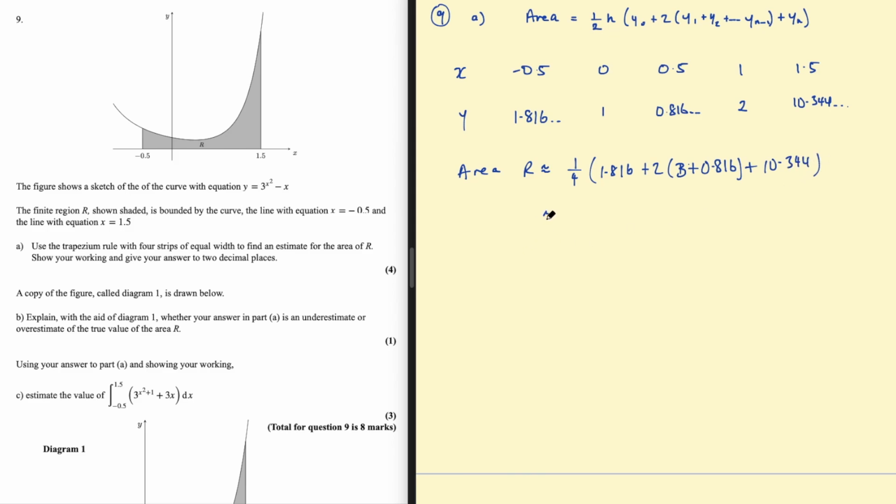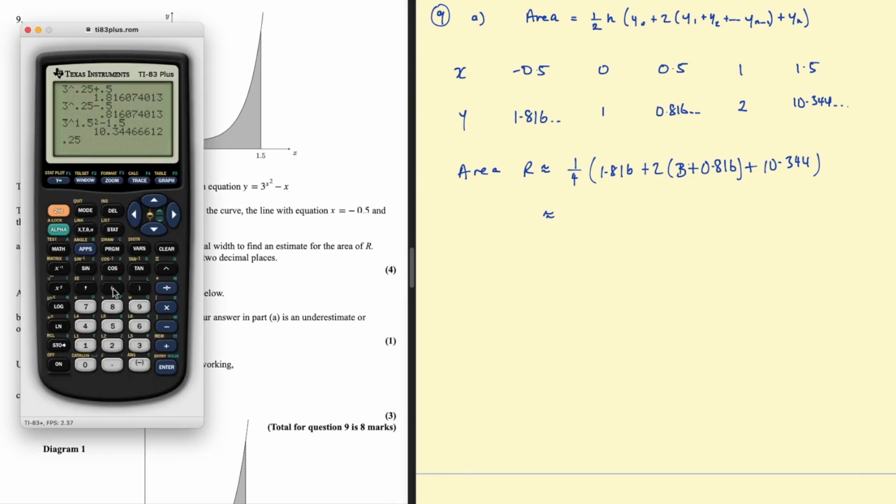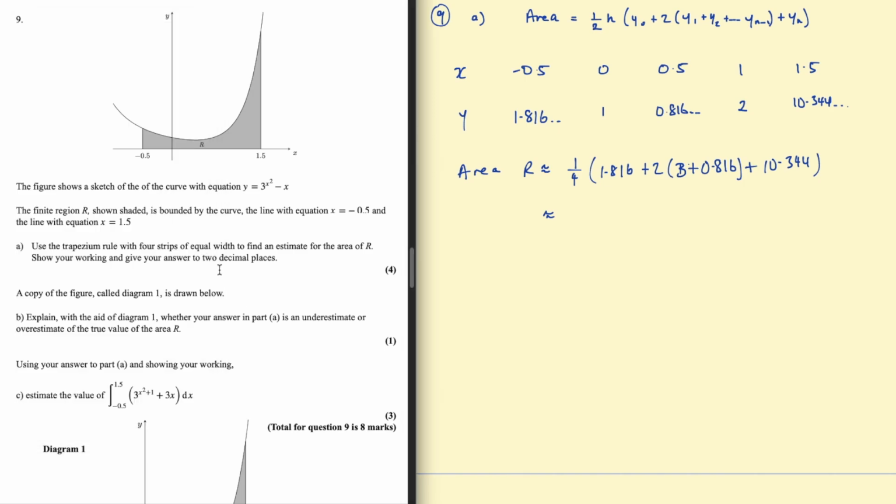Okay, so then let's put that into our calculators. So 0.25 times 1.816. I should probably include a few more decimal places just to be accurate. So that gives me 4.948, which we need to round to 2 decimal places. So this is approximately 4.95. Okay, that was part A.